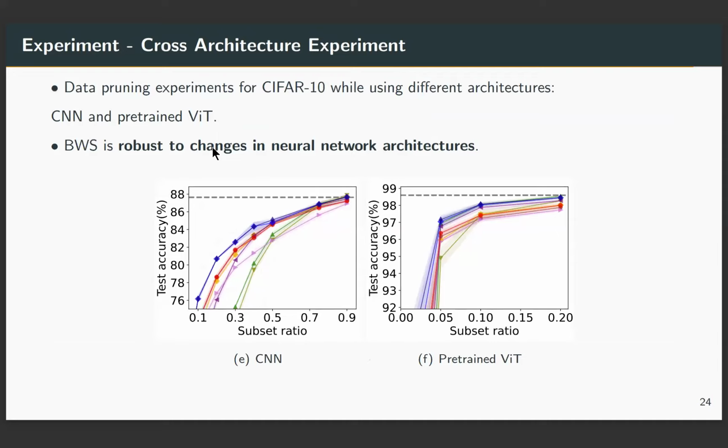At last, we provide a cross-architecture experiment. Here is a data pruning experiment for the CIFAR-10 dataset while using different architectures, a convolutional neural network and a pre-trained ViT. As a result, BWS is also robust to changes in neural network architecture. BWS outperforms the baselines across the broad range of the subset ratio.